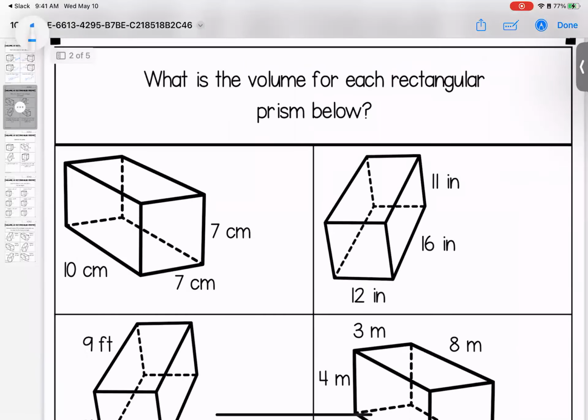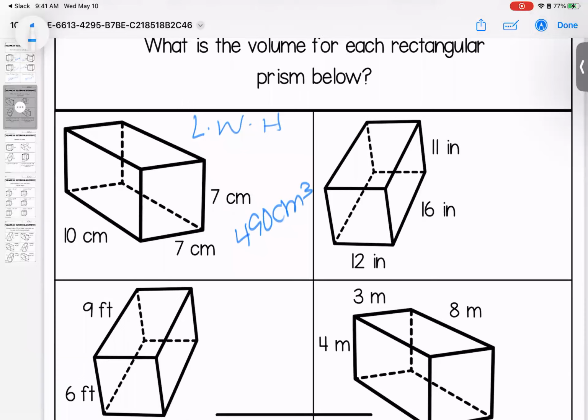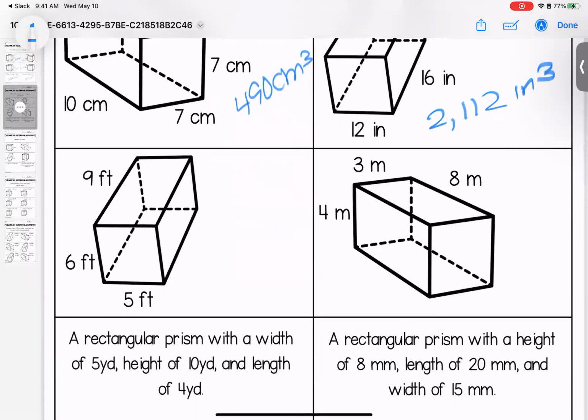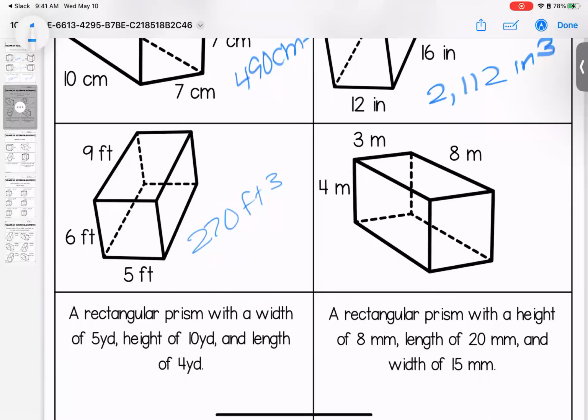All right, looking at a rectangular prism, we're going to do length times width times height. So if we do 10 times 7 times 7, that is going to give us 490 centimeters cubed. Over here, we have 12 times 16 times 11, 2,112 inches cubed. Here, 9 times 6 times 5, 270 feet cubed. 4 times 3 times 8, 96 meters cubed.